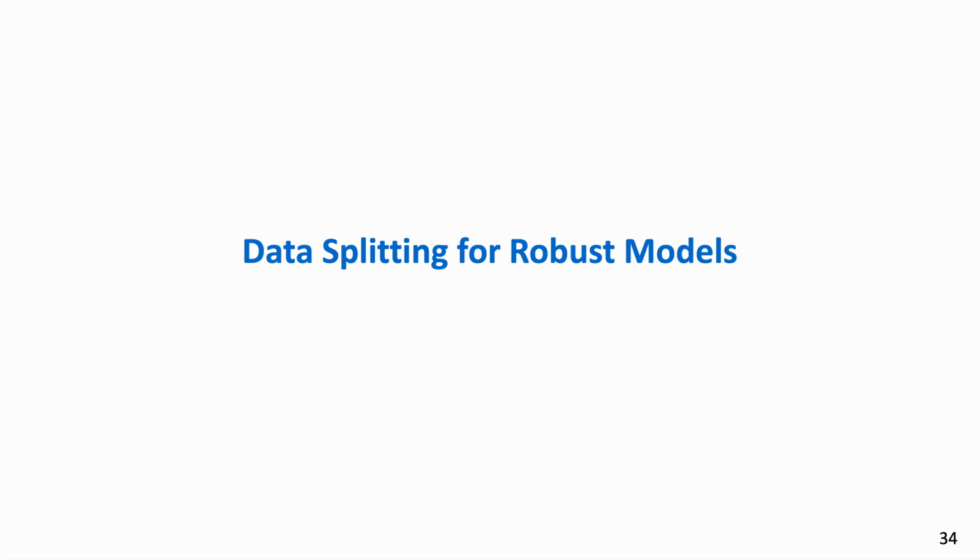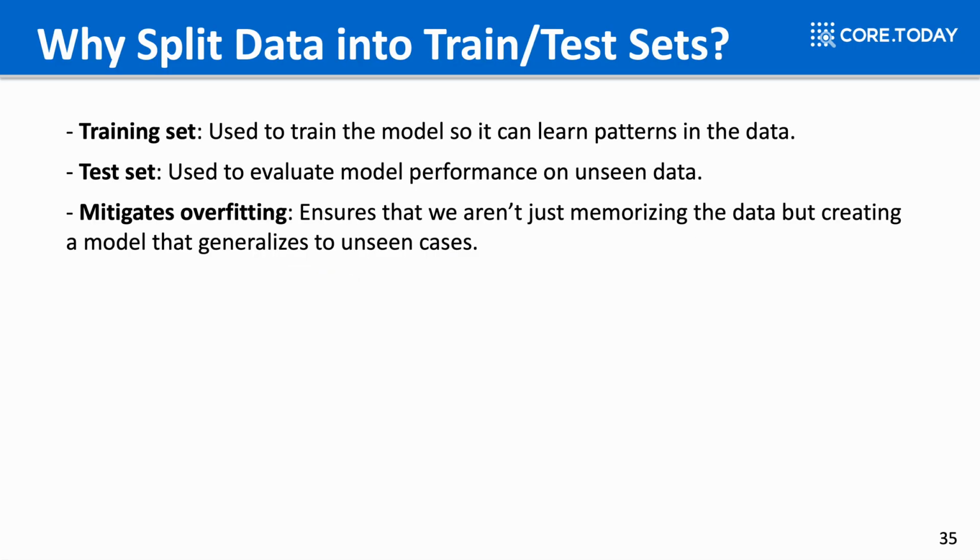This is a key step in machine learning pipelines to ensure that our model generalizes well to unseen data. By using separate datasets for training and evaluation, we can effectively measure how our model is likely to perform on real-world data. Splitting the dataset is critical to avoid overfitting, a common problem where the model performs excellently on the training data but poorly on new data.